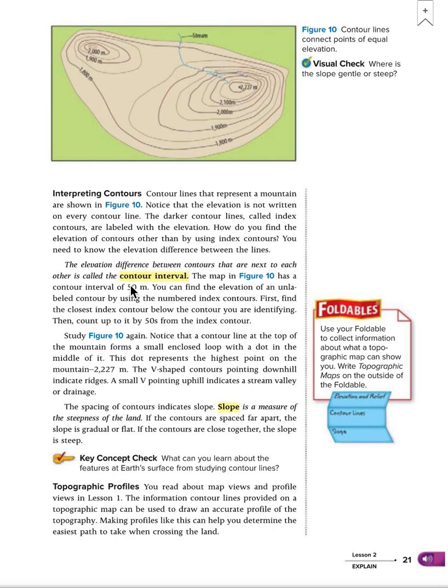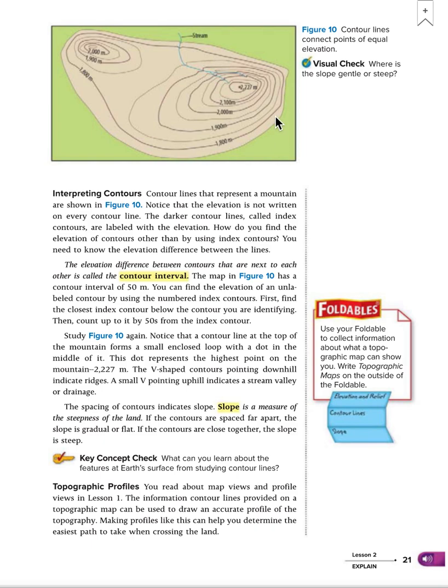How do you find the elevation of contours other than by using index contours? Well, you need to know the elevation difference between the lines. The elevation difference between contours that are next to each other is called the contour interval. The map in Figure 10 here has a contour interval of 50 meters. So you can find the elevation of an unlabeled contour by using the numbered index contours. First you find the closest index contour below the contour you are identifying. Then count up by 50s.